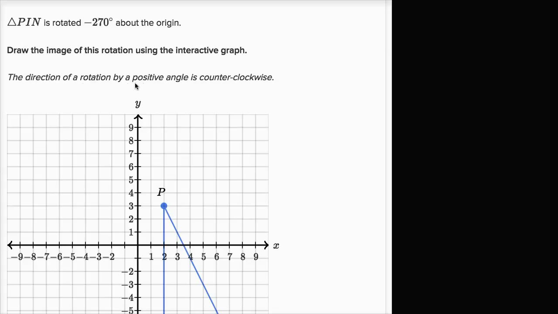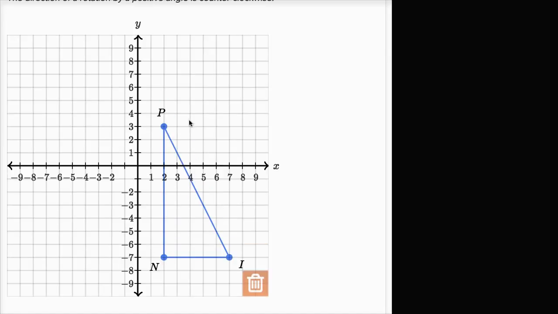The direction of rotation by a positive angle is counterclockwise. So positive is counterclockwise, which is the standard convention. And well, this is negative. So a negative degree would be clockwise. And we want to use this tool here. And with this tool I can put points in, or I could delete points. I can draw a point by clicking on it.